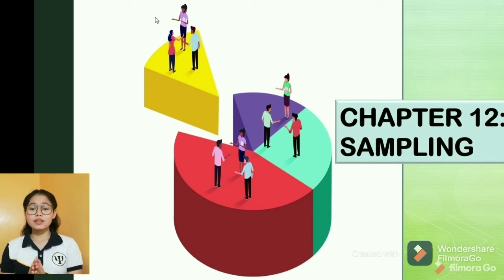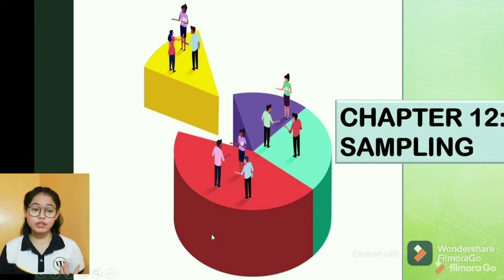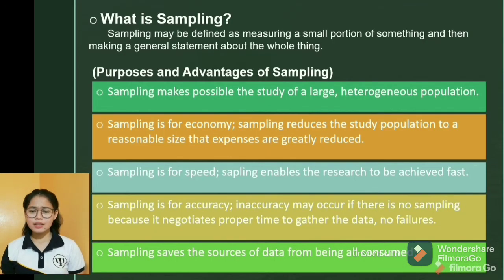As you can see on your screen, sampling may be defined as measuring a small portion of something and then making a general statement about the whole thing. So basically, sampling allows the researchers to obtain enough data without having to query the entire population.